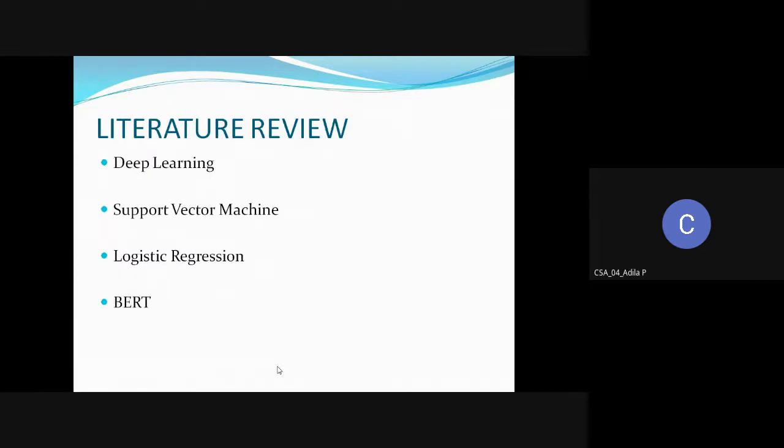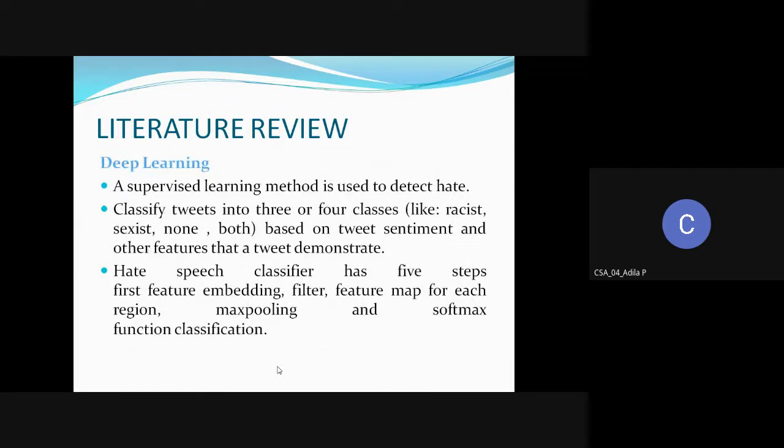Literature review: deep learning, support vector machine, logistic regression, BERT. Deep learning. A supervised learning method is used to detect hate, classifying tweets into three or four classes based on tweet sentiment and other features that a tweet demonstrates.